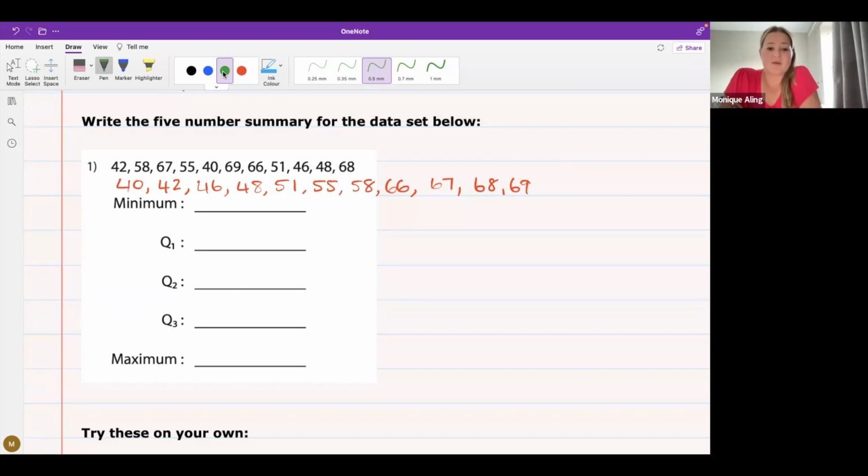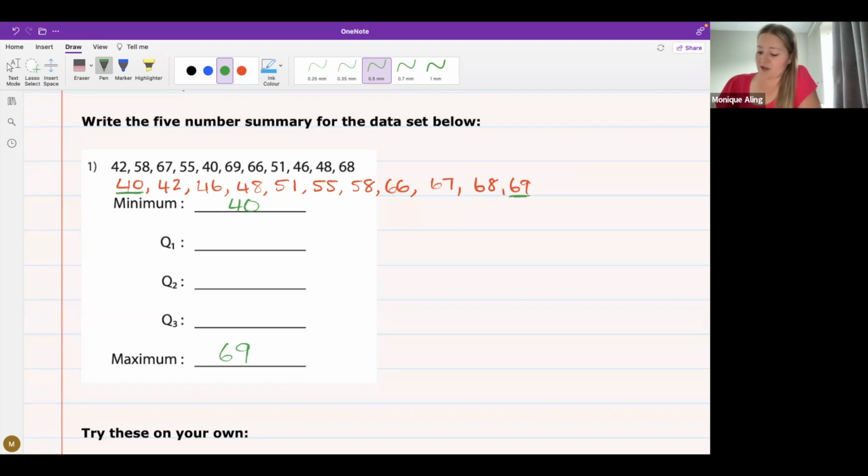Okay, so we go about this the same way. We look for our quartiles. I mean, we can do the minimum and maximum straight away. Our minimum number is the lowest number in our data set. So in this instance, it is 40, and our maximum is the highest number, which is 69.